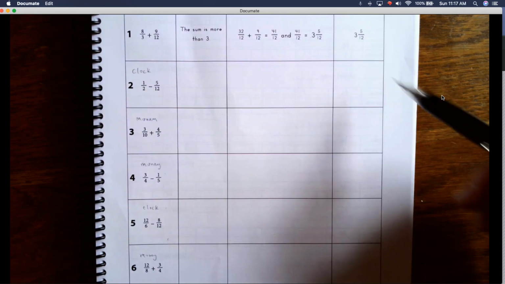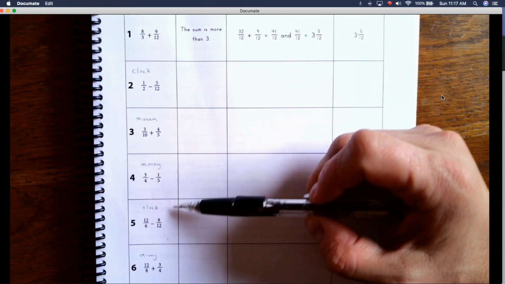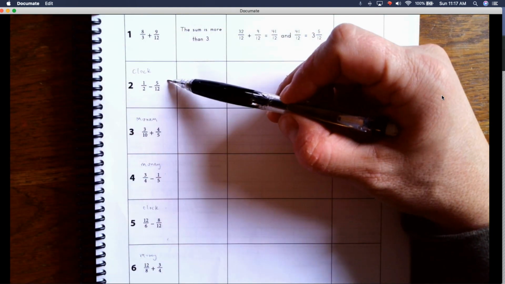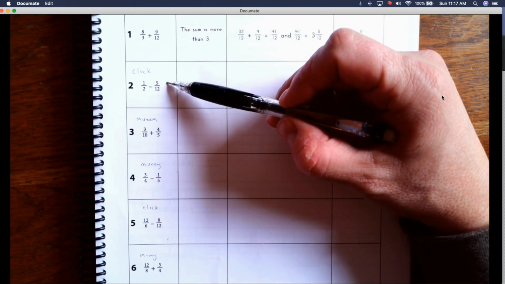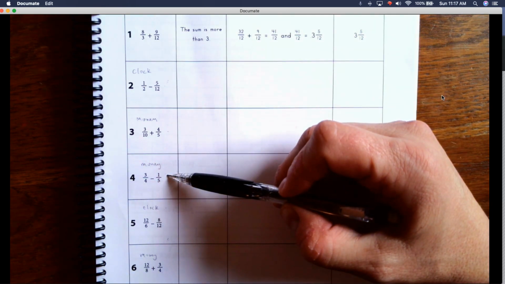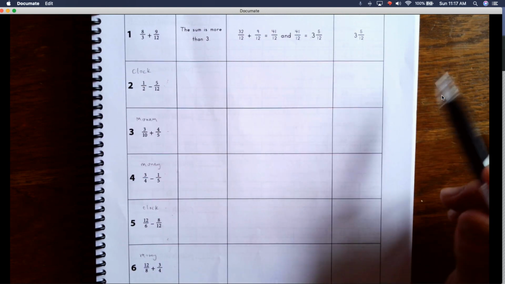So estimating any math problem before we find the answer is really important. The way we're going to do this is we're going to look at each of these problems, and I have them ready to go with the different models. Number 2, we're going to look at the clock model. Number 3, the money model. Number 4, the money model. Number 5, the clock model. And number 6, the money model.